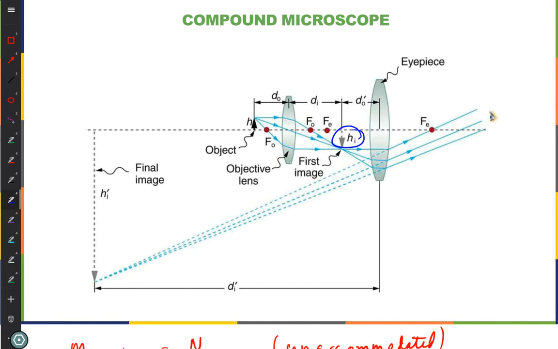Anytime we have a compound situation where we have more than one lens, for the first lens you just calculate what it's going to do and where its image is. Then that image from the first lens becomes the object for the second lens. So the HI I circled there, the image from the objective lens, is also the object for the eyepiece. Since that's the object for the eyepiece, if I am doing unaccommodated viewing with my image infinitely far away, where's the object for the eyepiece going to have to be located?